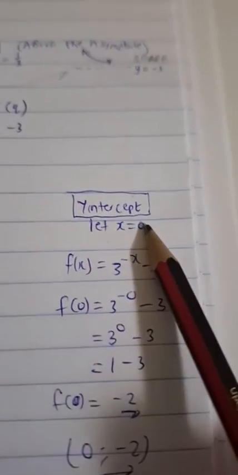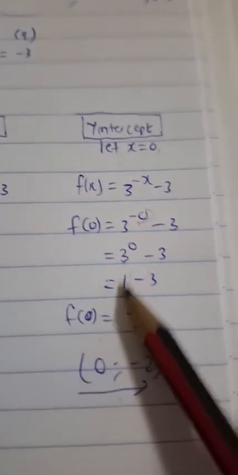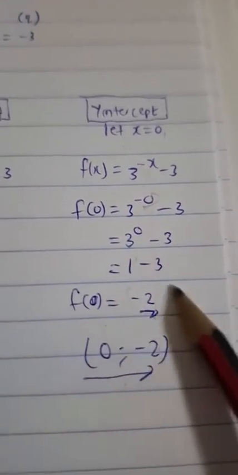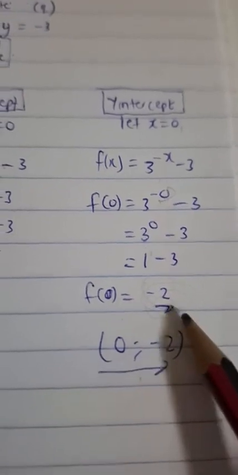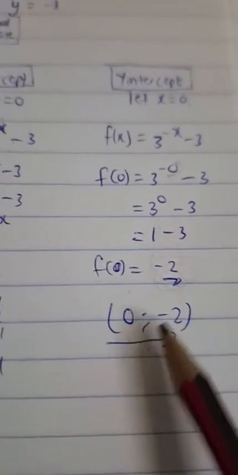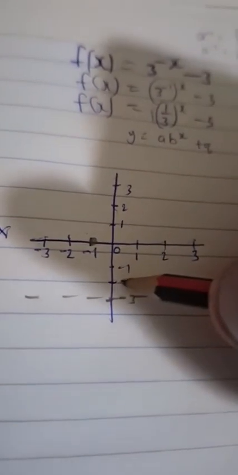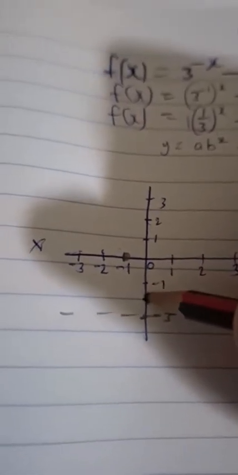Remember, we also found the y-intercept when we let x be equal to 0. You see, that's when we substituted x as 0. We got the corresponding y value, which is negative 2. And then these are our coordinates, 0 and negative 2. When x is 0, y is negative 2. Now let's go and locate. Where is y negative 2? That's here. But where is x 0 at the same time? It's on the y-axis.